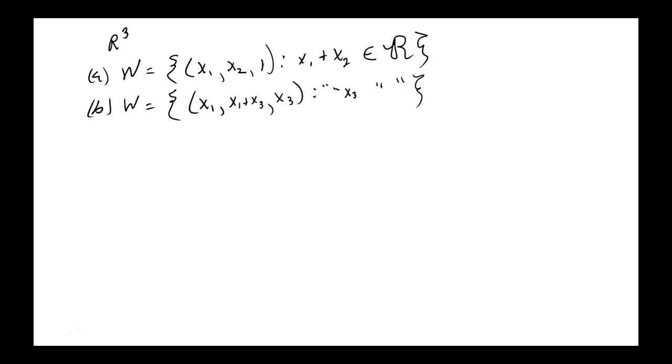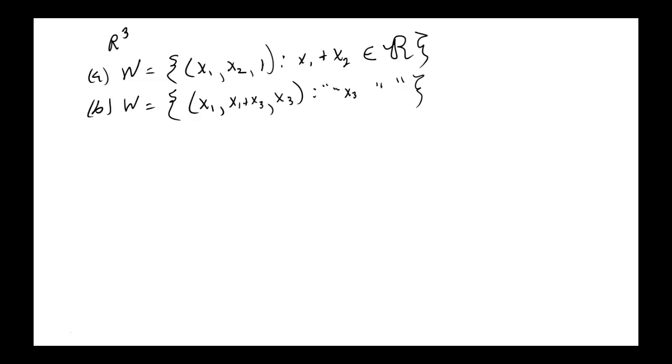Now, in example 8, notice that the graph of each subset is a plane in R3, but the only subset that is a subspace is the one represented by a plane that passes through the origin. So you're absolutely right. It has to go through the origin, but that one with z equal 1 doesn't pass through the origin.